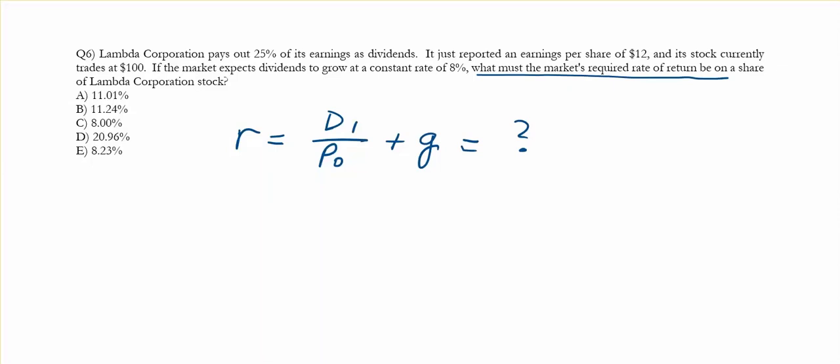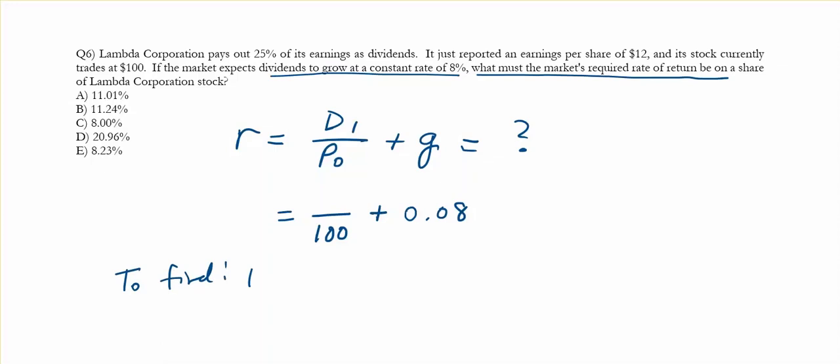Alright, so let's try to get the different pieces here when we have the constant growth. So the dividends are expected to grow at a constant rate of 8%. So we know G. Stock currently trades at $100, so we know the P. Now let's find D1. Now it doesn't tell us D1 directly, so we need to know our facts about what happens to earnings. It says it pays out 25% of its earnings as dividends, and it just reported an earnings per share of $12.